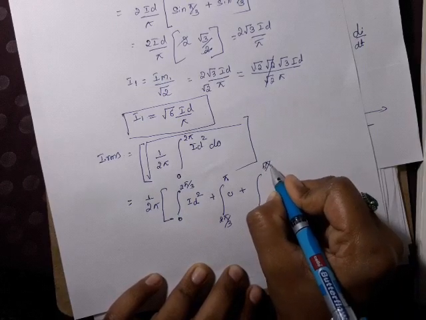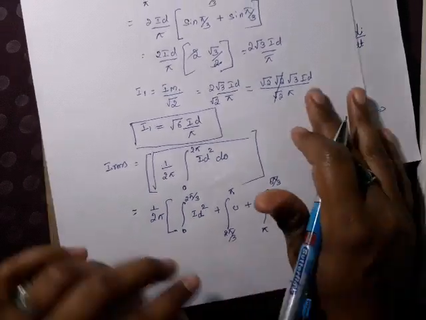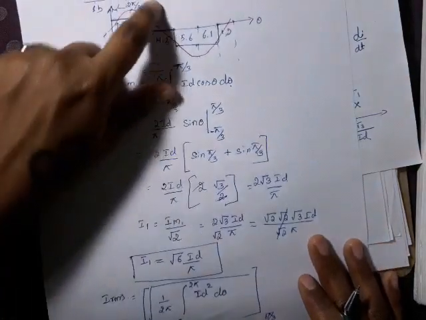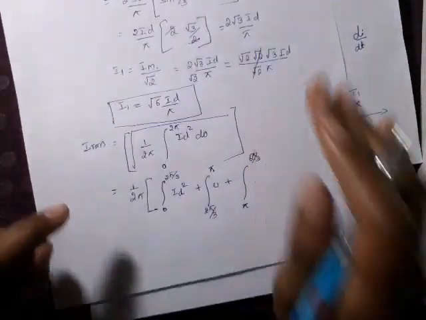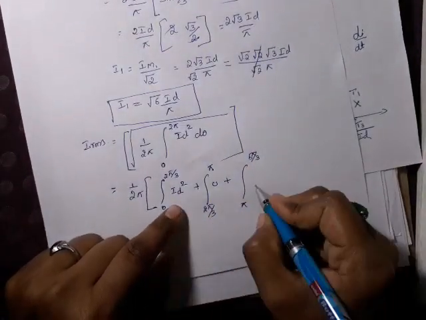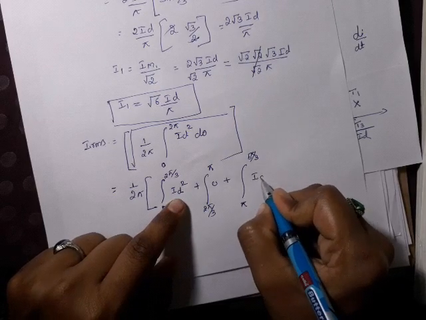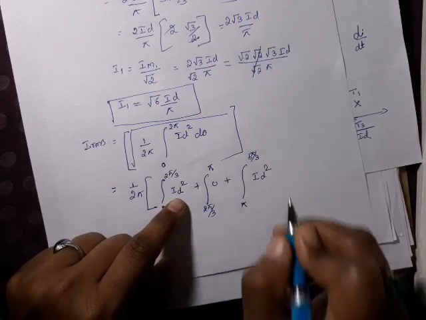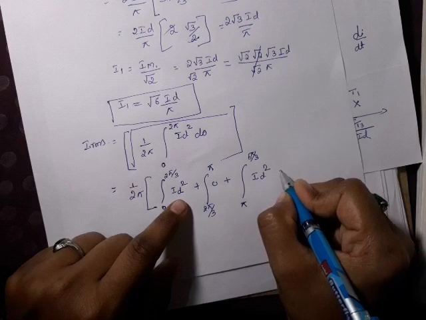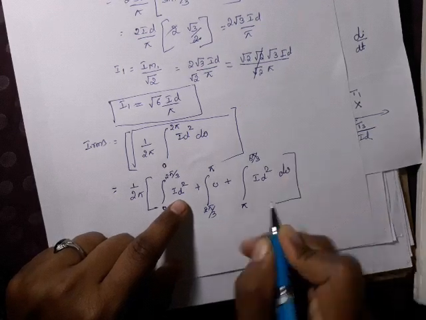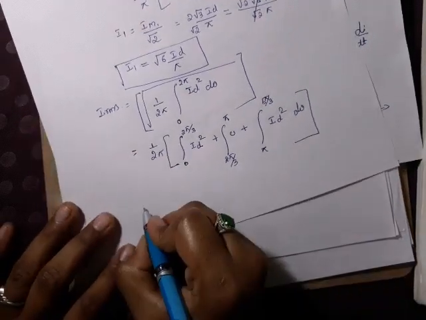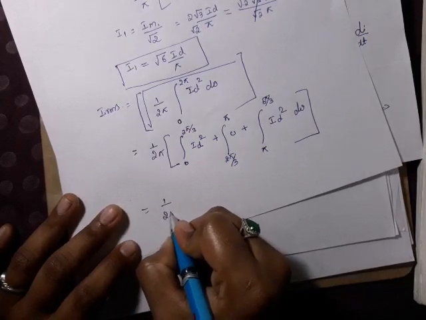5 pi by 3. We have a value that is minus Id, but here we are taking the square of that value. Minus Id squared will become plus Id squared. And we are integrating with respect to d theta, the whole thing, with 1 by 2 pi.